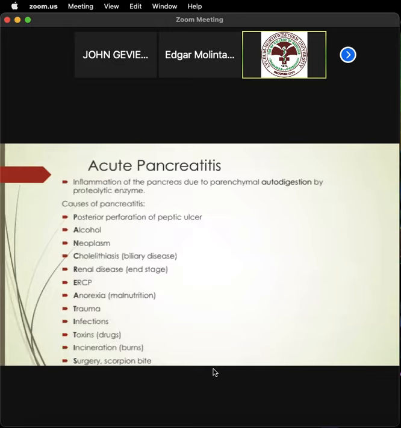Okay, we have this pneumonic pancreatitis also. So posterior perforation of the peptic ulcer, alcohol, neoplasm, cholelithiasis, renal disease, ERCP also could induce pancreatitis, anorexia, trauma, infections, toxins, incinerations, surgery, or scorpion bite. Okay. But the two most common causes of pancreatitis are gallstone pancreatitis, due to gallstones, and alcohol.